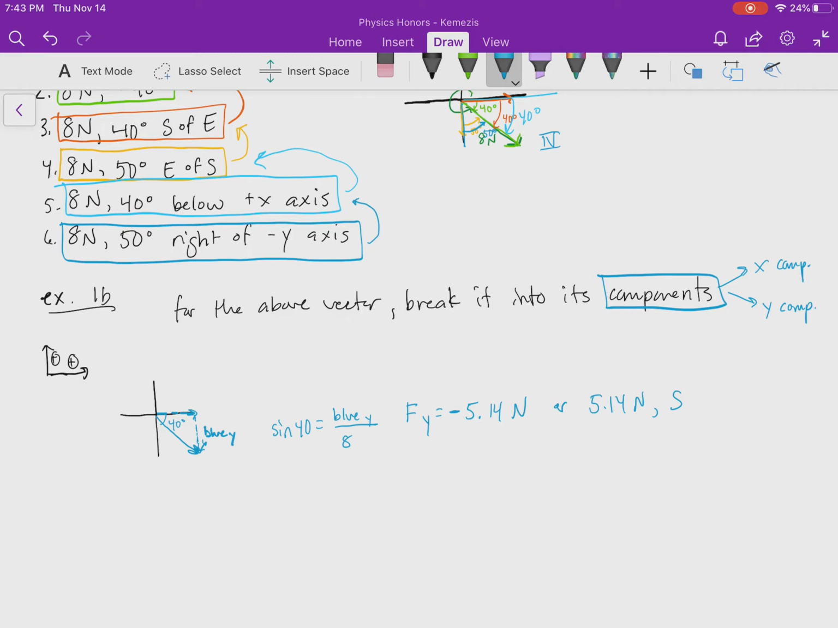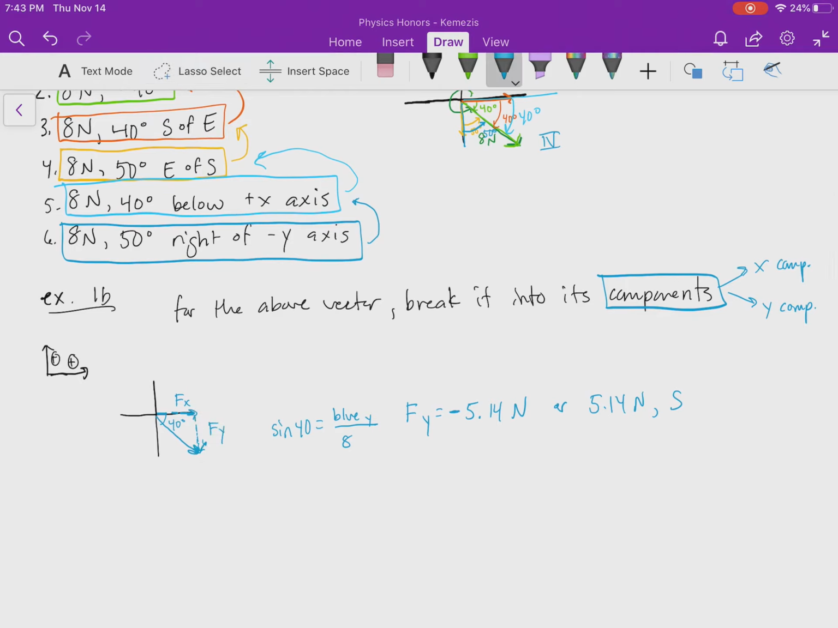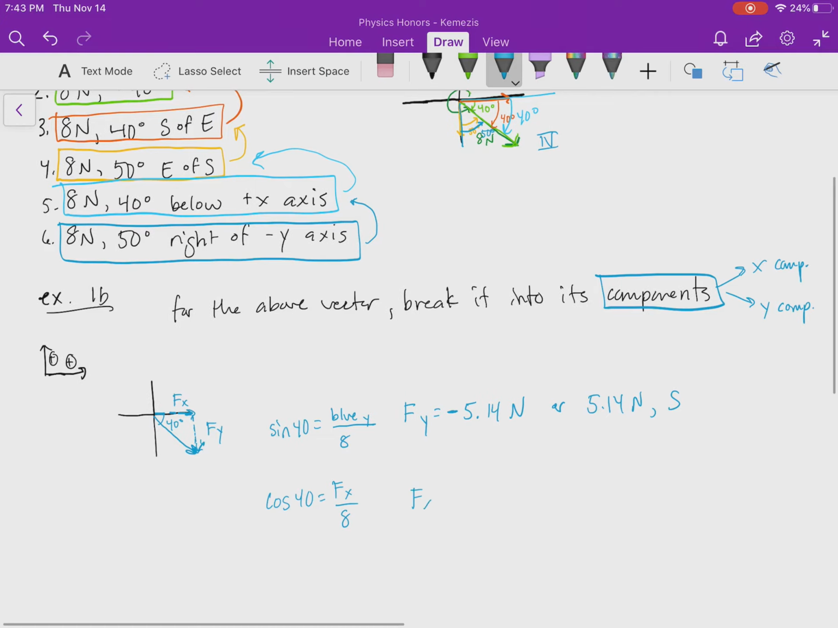If we want to find the x component, Fx, I'm just going to call this Fy, get rid of the blue. Okay, so to find Fx, now our cosine of 40 is equal to Fx over 8, right, because that's our hypotenuse. So solve this, cosine 40 times 8 is going to be, calculator gives us 6.13 newtons. And the thing is, we are moving to the right, which we called positive. The other way you can say this is 6.13 newtons east. Okay, both of those mean the same thing.